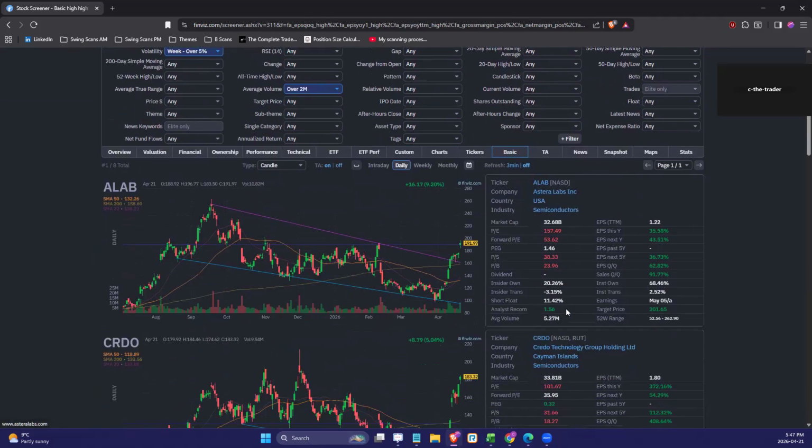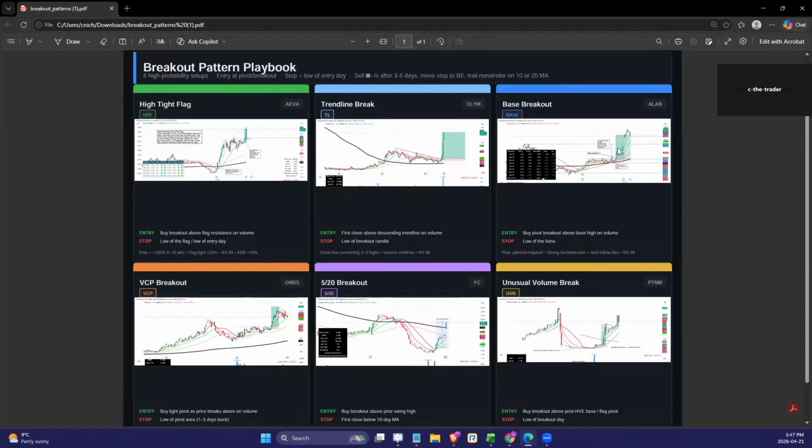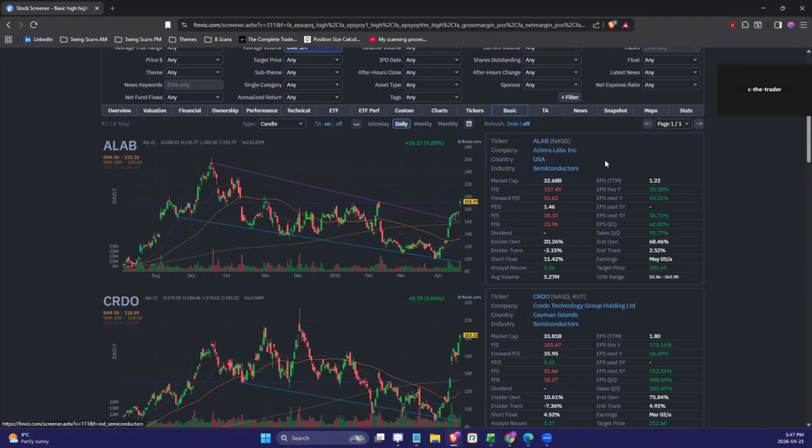As I'm going through these, I'm looking for any one of my setups, right? So I have six different types of breakouts that I trade: flag, trend line, base break, VCP break, 520, and unusual volume. As I'm running my scans, I'm just looking for a binary yes or no. Is the setup there? Is the setup forming? Is it going to happen soon? Maybe those are the ones I'm going to add to a watch list, right?